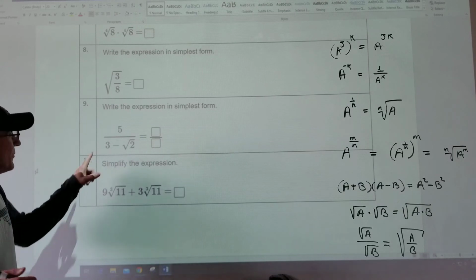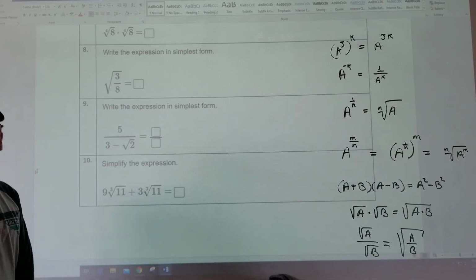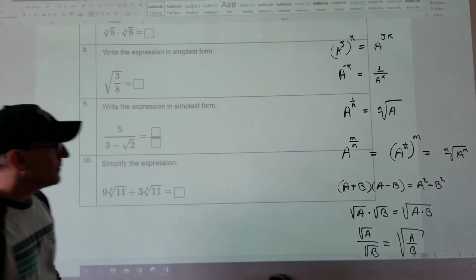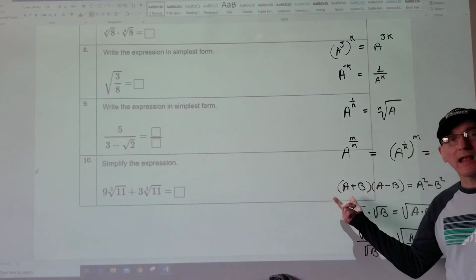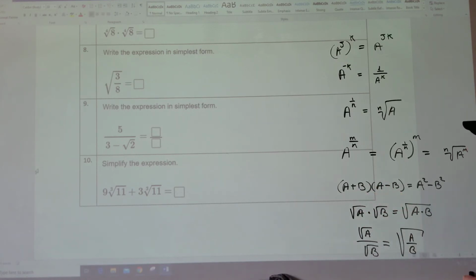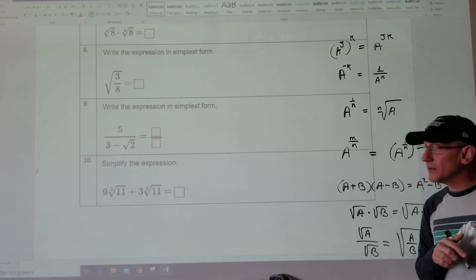the conjugate of 3 minus root 2 is 3 plus square root 2, okay? Because remember, conjugates are little binomials, so look exactly the same except that one says plus and one says minus, or vice versa. And they have that special property that lots of things cancel when you multiply. You're going to see that right here.